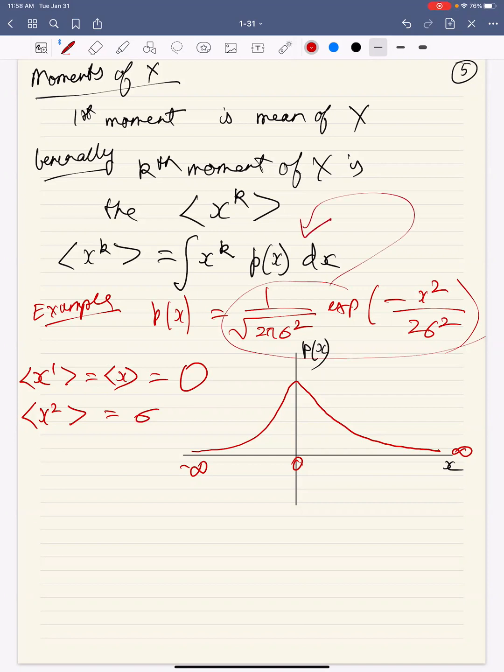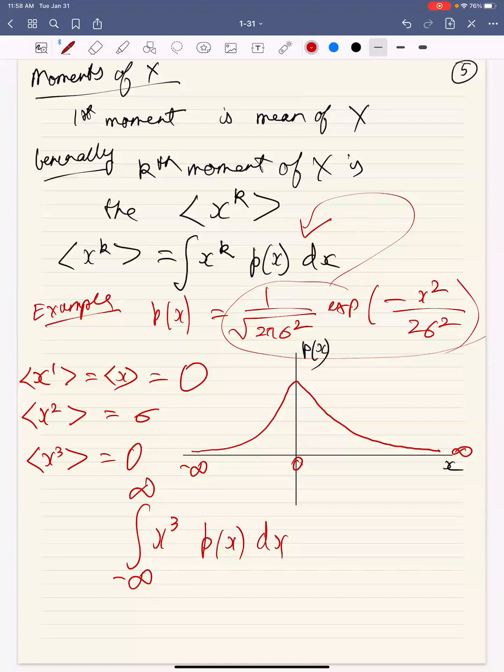What is the third moment for a Gaussian? 0. Why? More rigorously, we are doing the integral of x to the power 3 times p of x multiplied by dx from minus infinity to infinity. This is an odd function. Is the Gaussian density odd or even? Even. Even multiplied by odd is odd. The integral of an odd function is always going to be 0. Basically, the average of x to the power 2n plus 1 is equal to 0. All odd moments of the Gaussian are 0.